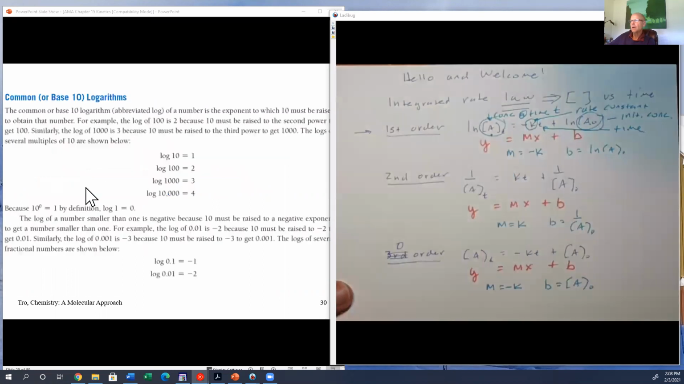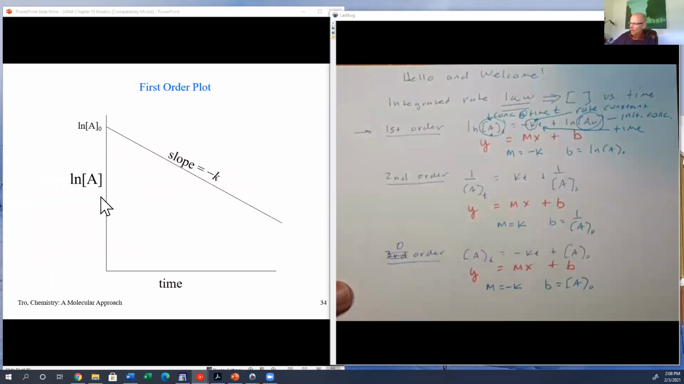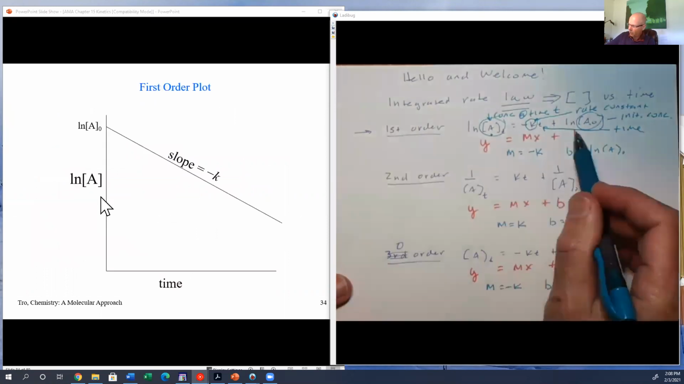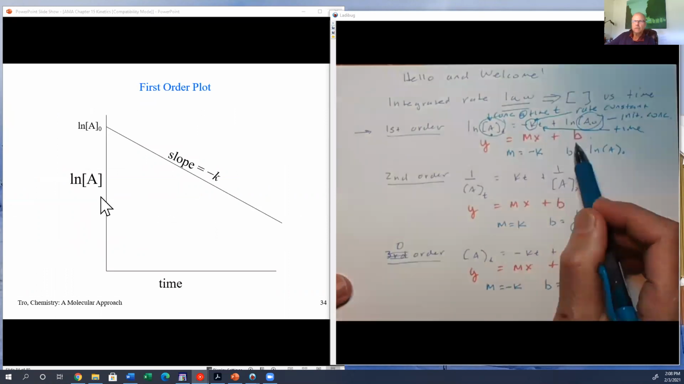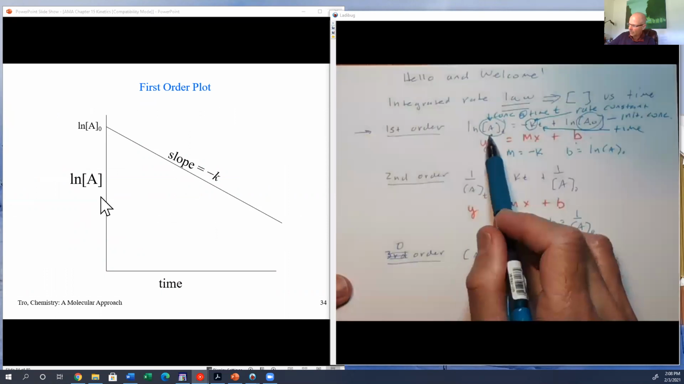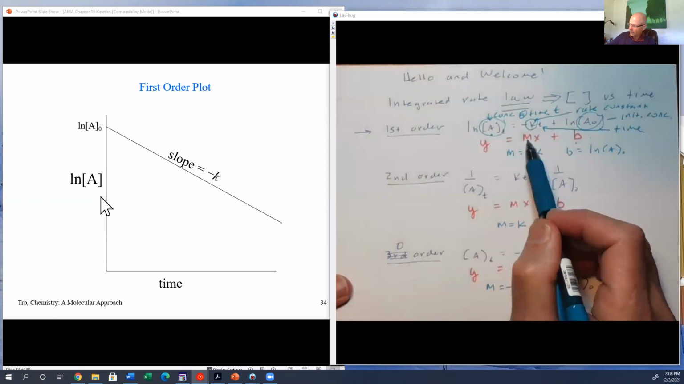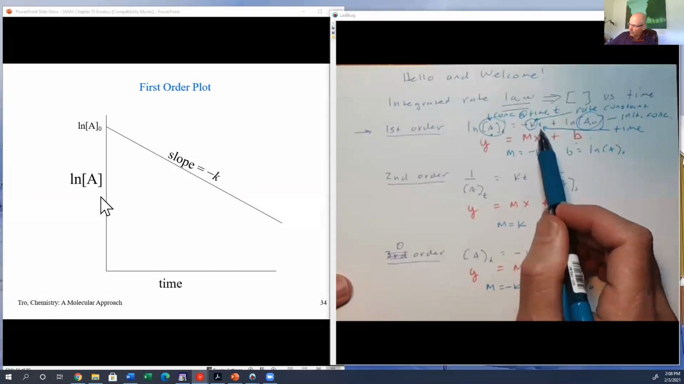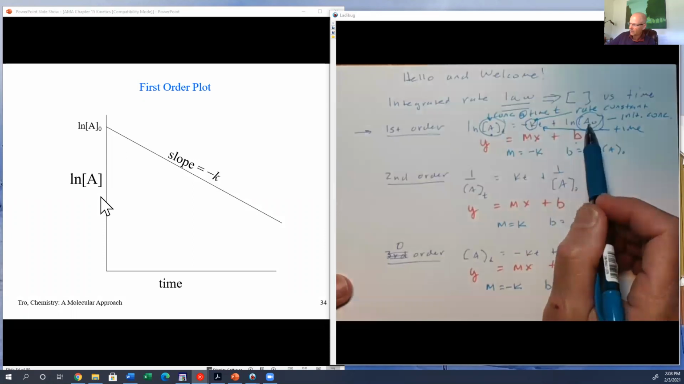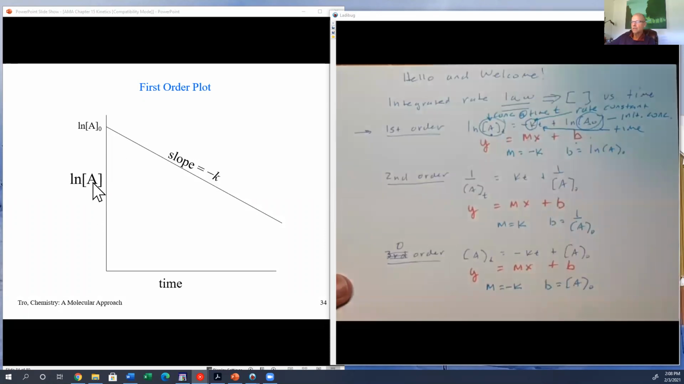What I want you to notice about this, though, is that it parallels the form for an equation for a straight line. So if you think of this equation, log of A of t equals minus kt plus log of A0, we make y the log of A of t, we make m the slope, x is time, and then b is log of A0. In other words, if I plot y versus x, which is time, because these correspond, then what's my slope? Negative k. What's my y-intercept? Natural log of A0.